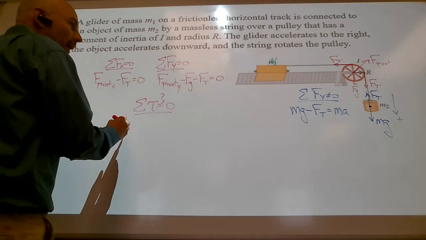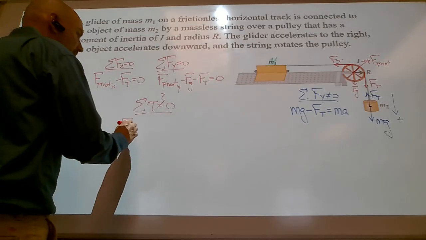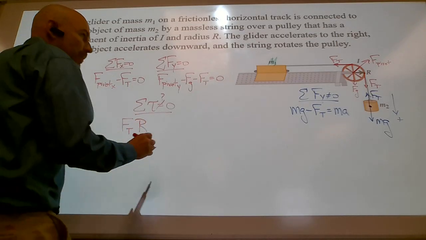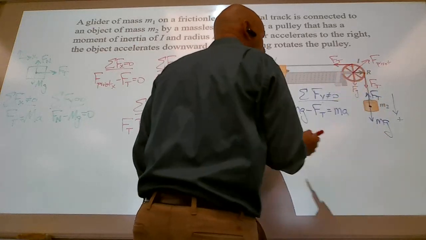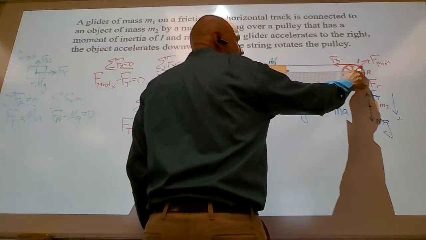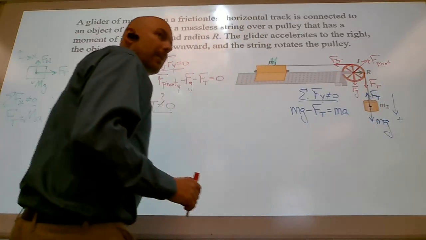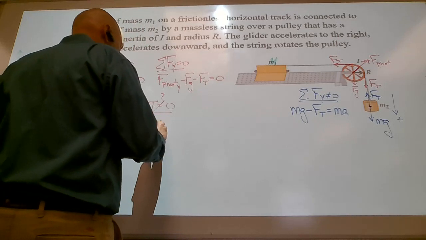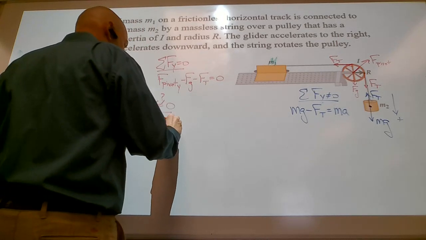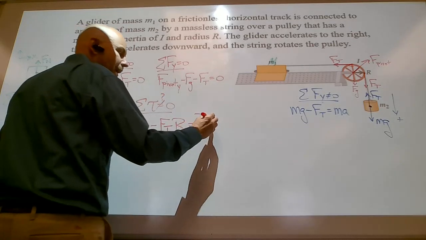So we have the force of tension times the radius because it's perpendicular. Are these going against each other or are they helping each other out? Against each other, so we're subtracting this. And that's not equal to 0, so it's equal to I alpha.